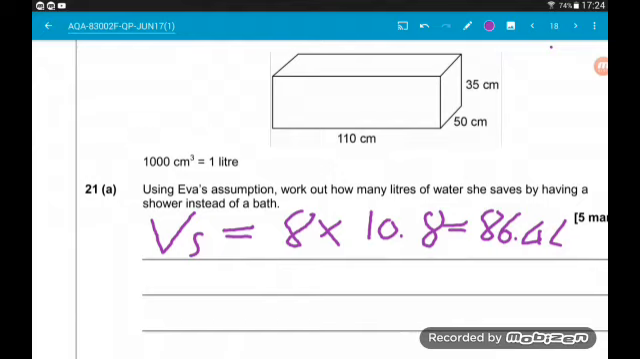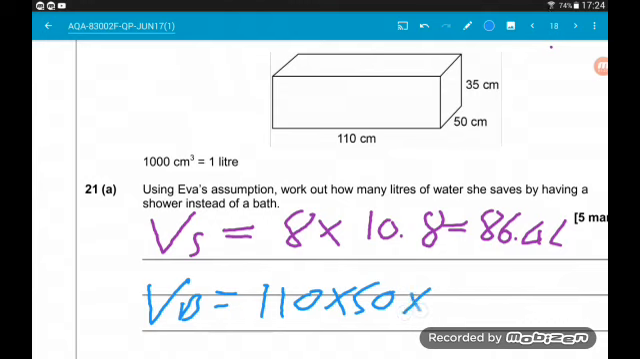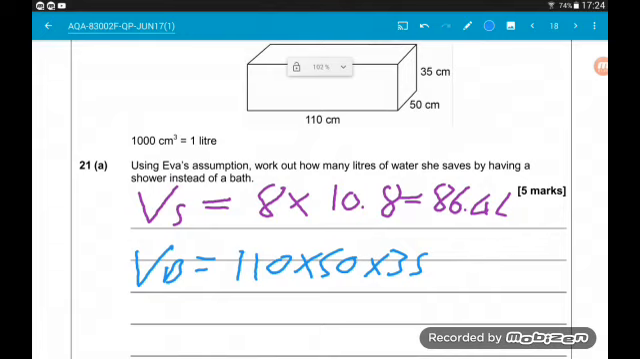Next, we need to do the bath. So we first of all need to find the volume in centimetres cubed. So the volume of a bath is going to be 110 times 50 times 35 centimetres. Again, work that into your calculators and that gives us 192,500 centimetres cubed. So that works out the volume in centimetres cubed.